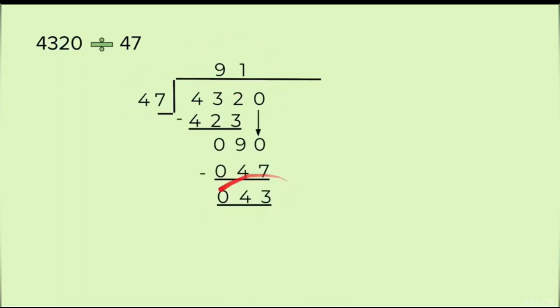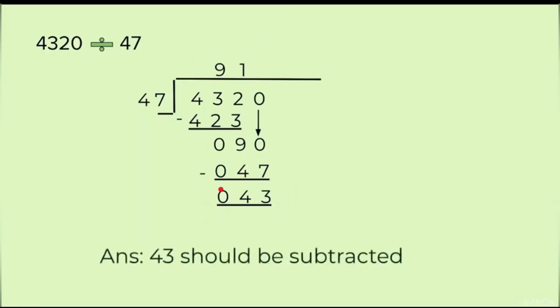Now 43 is the remainder, so 43 should be subtracted from the dividend to get the number.